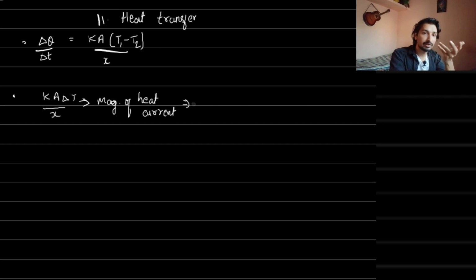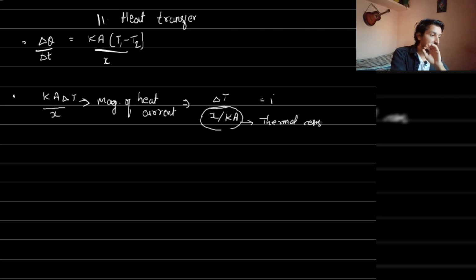It can be taken like current, flow of charges. Here it is flow of heat. And you have delta theta by x upon Ka, which is thermal resistance. So x divided by Ka gives you thermal resistance, okay, which is I, magnitude of heat current.